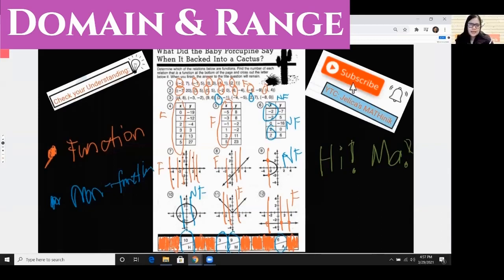Another thing is, domain is always the x value, or the first number in an ordered pair, or the first numbers on the mapping diagram, or the x values on the graph. Range is the y values on the graph, the second number in an ordered pair, and all the second or y values on the mapping diagram.